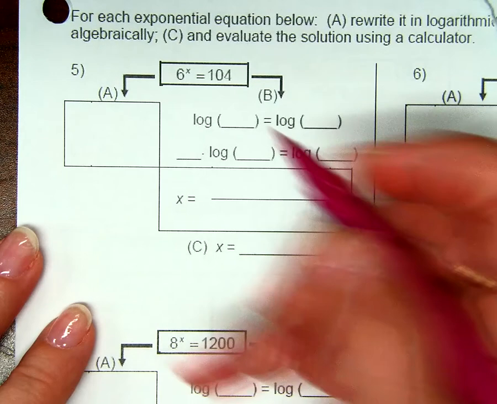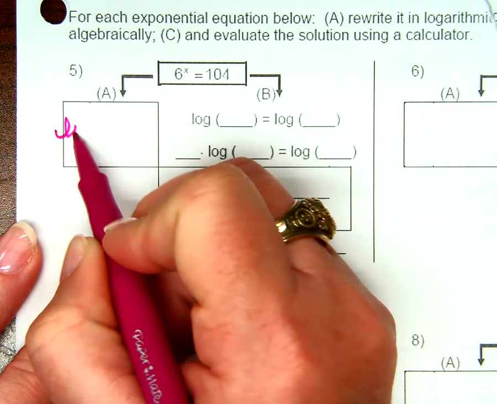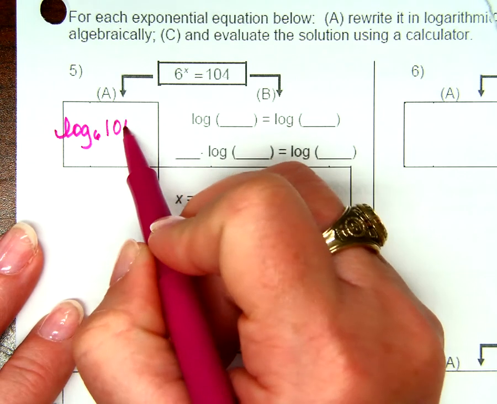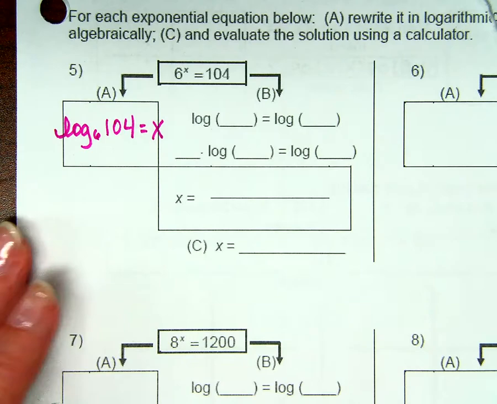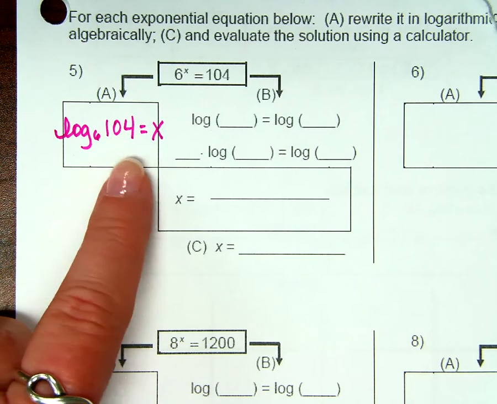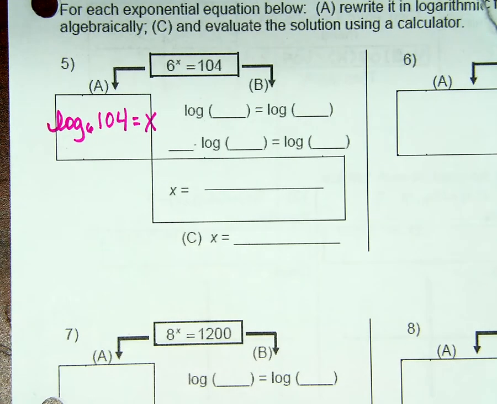Yeah, logarithmic form, right? So what would it look like if we put it in logarithmic form? Log base 6 of 104 equals x. That's pretty straightforward, isn't it? How would I solve this now? Put it in the calculator, okay? We'll put it in the calculator in a minute, we're just setting up. Oh, okay, let's go ahead and do it now. Go ahead and put that in the calculator.